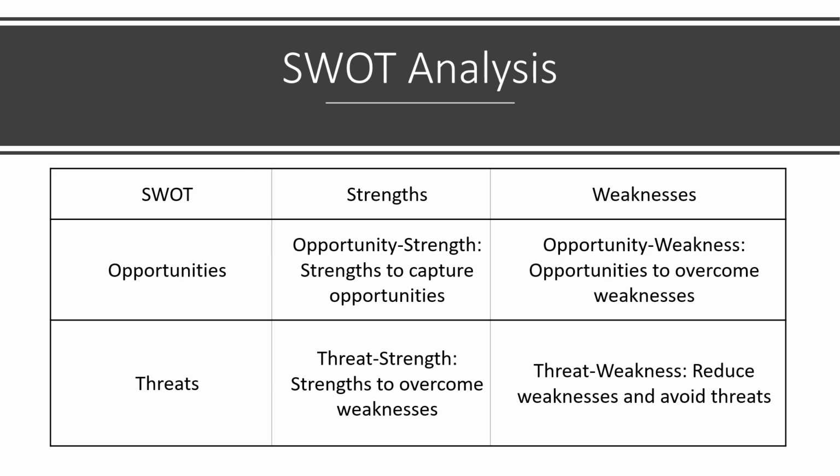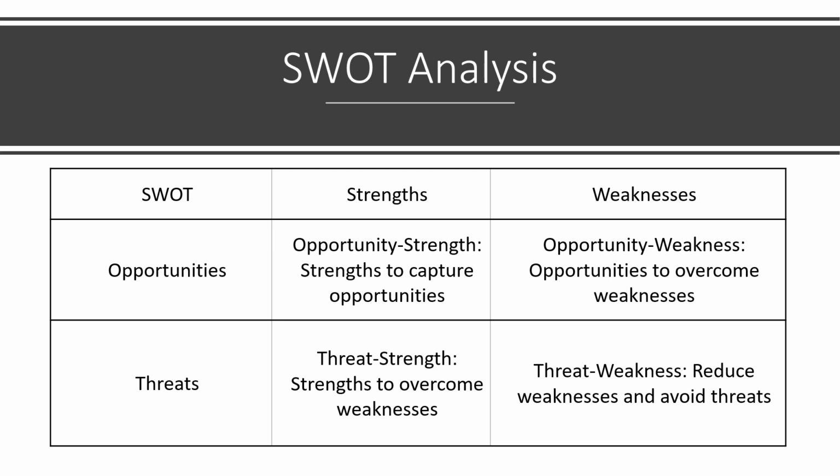Tesla has a limited product line with only a few electric vehicle models and limited options for customization. The second weakness is production challenges. Tesla has faced production challenges leading to delivery delays and quality issues.